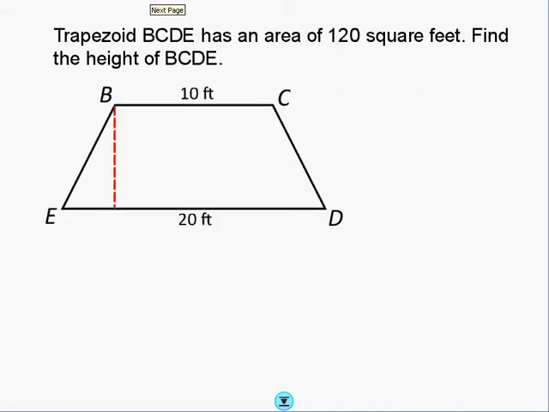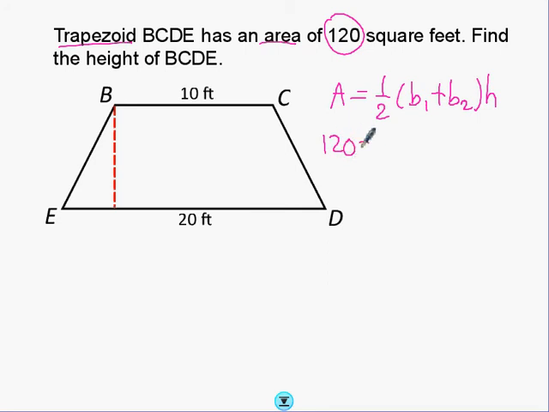Okay, trapezoid. As soon as you see trapezoid and area, immediately write down your formula. We've already worked a trapezoid problem. They gave us both the bases and the height. In this situation, they give us the area. So it looks like we're going to be solving for something else. What are the bases? Okay, I see that they're 10 and 20, and it's the height that they want to know.